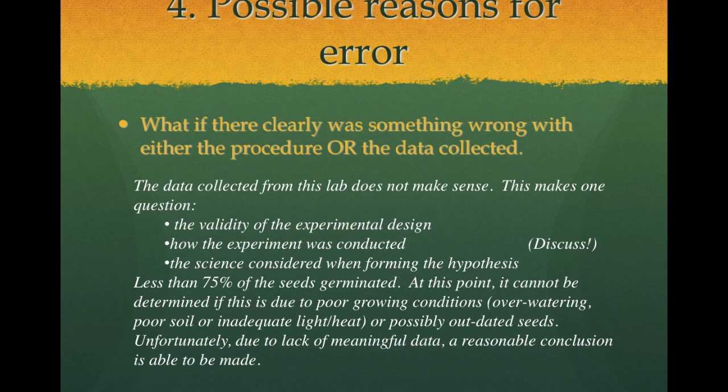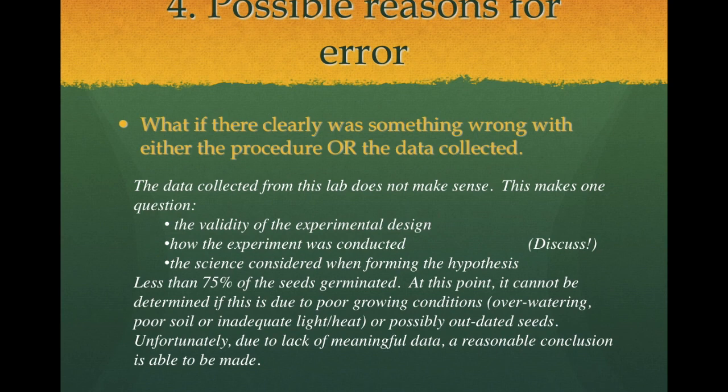Now, before we go on to the next section, I want to talk about possible reasons for error and what would have happened if there really was something that didn't look right. What if there clearly was something wrong with either how the experiment was conducted or there was something really unusual about the data that was collected? Now, this is not in your sample's conclusion, but just think about this for a minute. The data collected from this lab does not make sense. This makes one question the validity of the experimental design, how the experiment was conducted, or the science considered when forming the hypothesis. All three of those are possible if data was collected that just flat out didn't make sense.